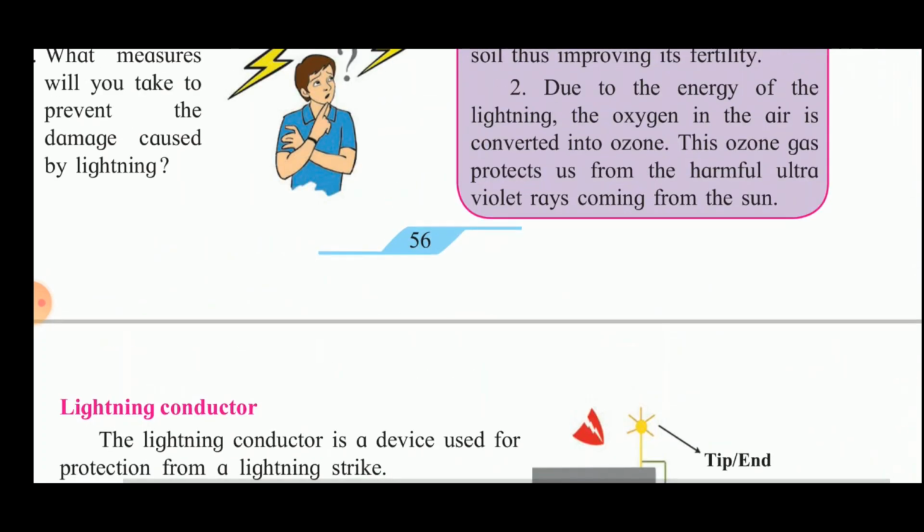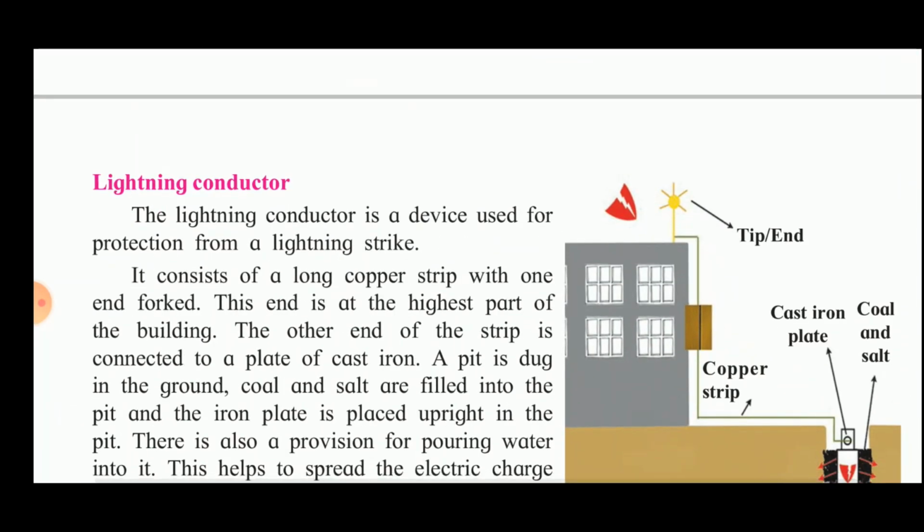Next, what do you mean by the lightning conductor? The lightning conductor, which is pointed, is a device used for protection from lightning strikes. It consists of a long copper strip with one end forked. This end is at the highest part of the building. The other end of the strip is connected to a plate of cast iron.